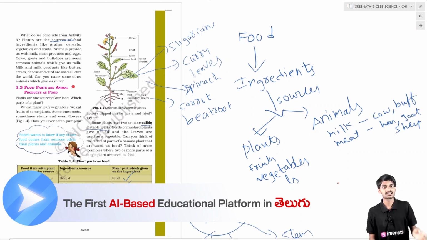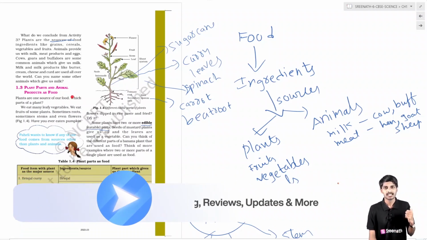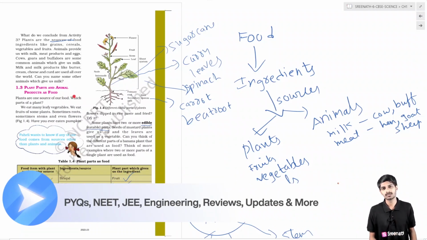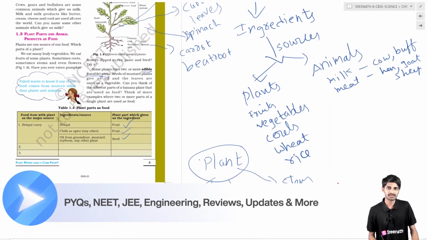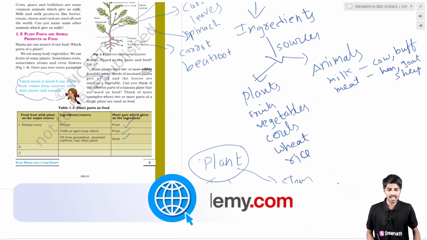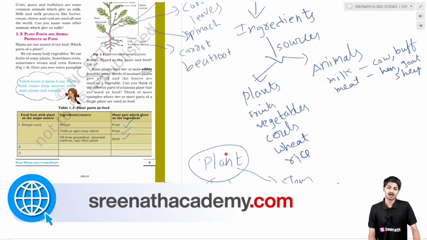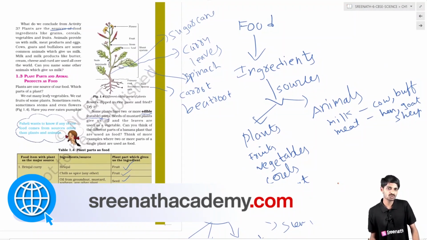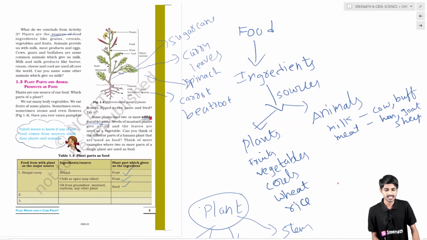The third topic is how we get food ingredients from plants and animals. Basically, in plants, not all parts are eatable. Some plants are eatable. In a plant we have so many parts: roots, leaves, fruits, and stem. We eat only some parts of a plant. The parts we eat are called edible parts. Edible parts are nothing but eatable parts.